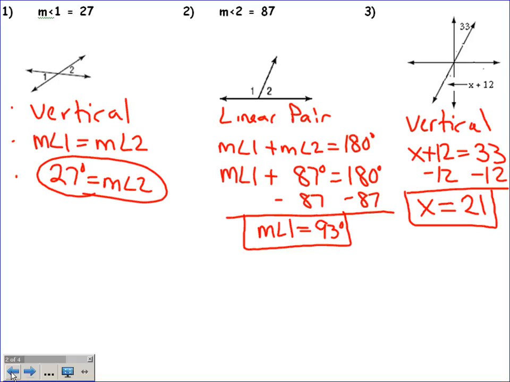Like number 2. The reason you know it's 180 is because every linear pair are also supplementary angles. They're going to add up to 180. So the definition of supplementary angles is two angles that sum to 180. That's basically our definition that we wrote down. Two angles, 1 and 2, that add to 180. That's why we were able to look at this and say sum to 180.